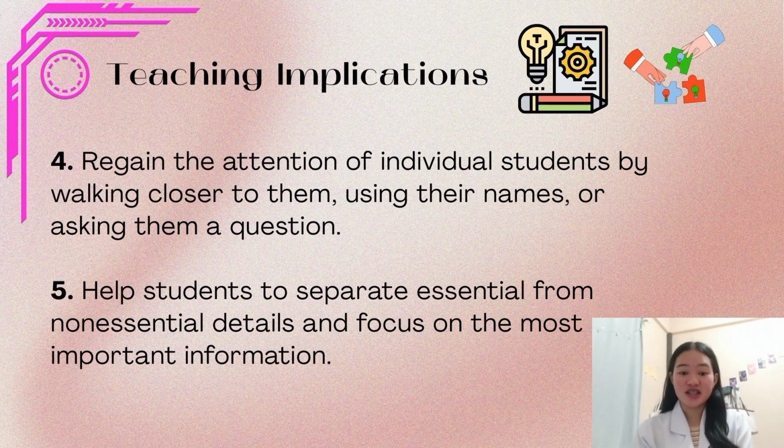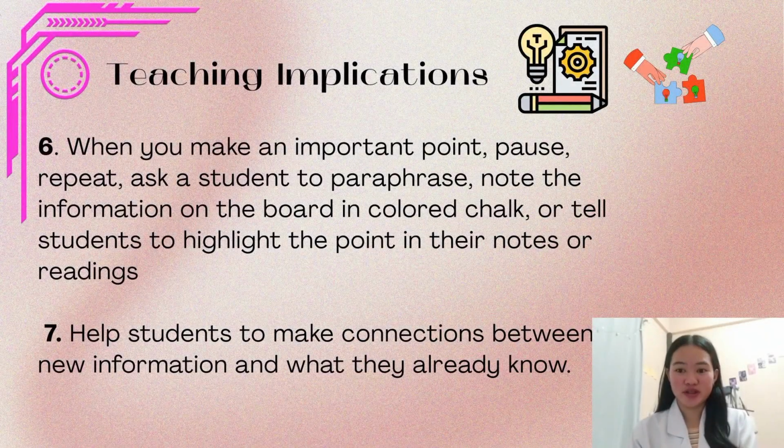Number 5. Separate main ideas from extra details. Before a science lesson, the teacher says, the most important thing today is how plants make their food through photosynthesis. That's the example. Students need to know what's important to remember. Number 6. Emphasize key points. Repeating and highlighting important information helps students remember. For example, the teacher says, class, this is very important. Water boils at 100 degrees Celsius. Please highlight it in your notes.